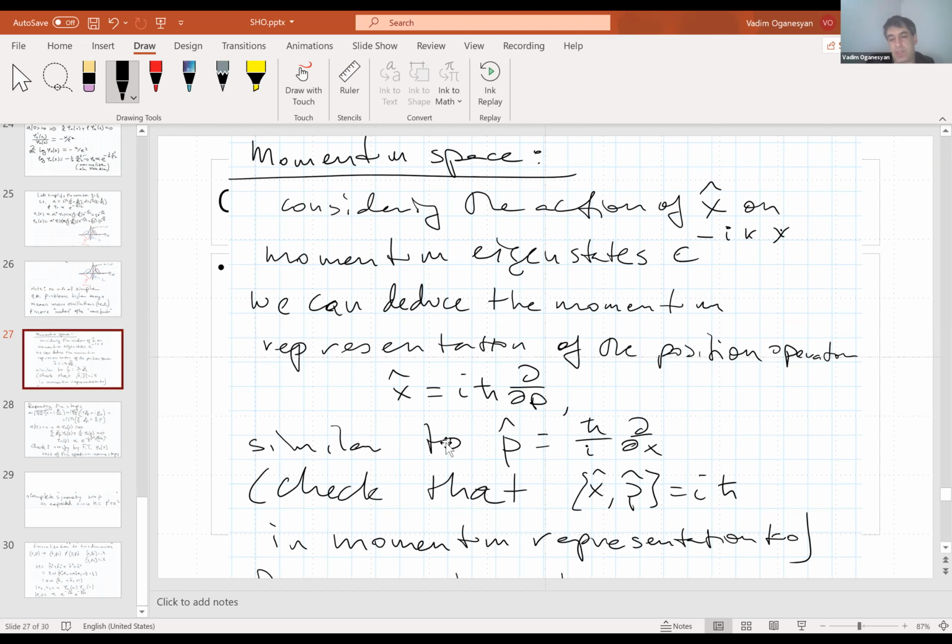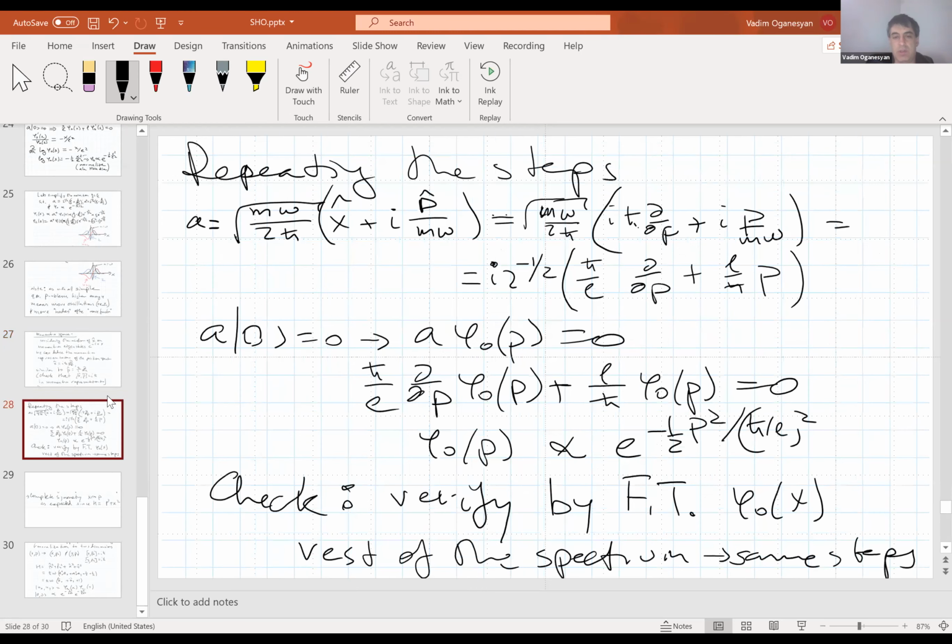So you can check, for example, that in the same way that we wrote p as h bar over i d by dx, you can write x as i h bar d by dp. And if that's the case, then you can go through all these steps and arrive at an expression for the lowering operator that's not written in terms of x and d by dx, but rather p and d by dp. And so you can define the ground state wave function not in real space, but in momentum space.